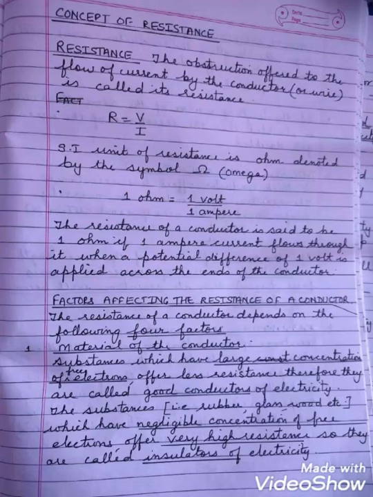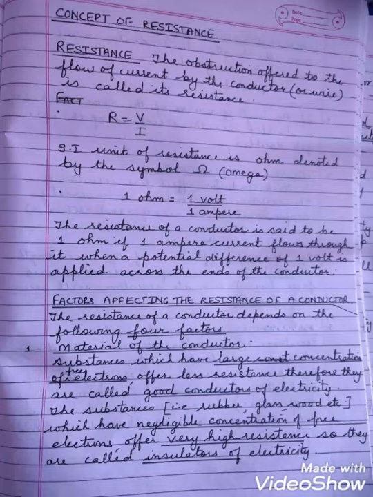Now coming on to the next term, that is resistance. The obstruction offered to the flow of current by the conductor is called its resistance. R is equal to V upon I. Now this is the basic formula for resistance, where R is the resistance, V is the potential difference, and I is the current. SI unit of resistance is ohm, which is denoted by the symbol omega. The resistance of a conductor is said to be 1 ohm if 1 ampere current flows through it when a potential difference of 1 volt is applied across the ends of the conductor.